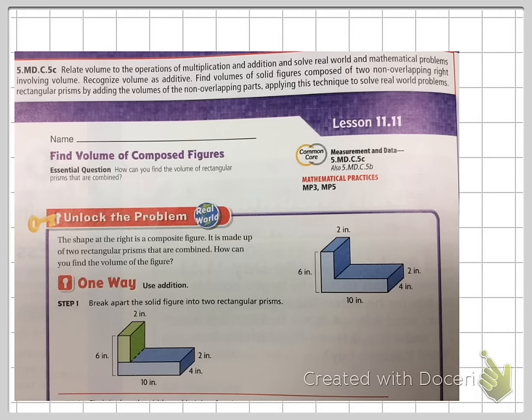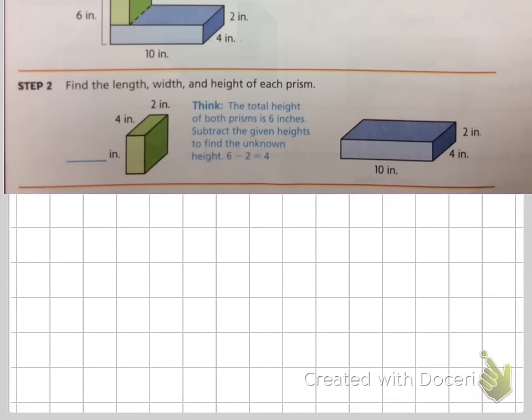Let's try a problem together. Remember, the first step is to break apart the two figures. This one is broken for us. The green is one figure and the blue is the other figure. Step 2 is to find the length, width, height of the prisms. The blue figure is already done for us. We can see there's 10, 4, and 2.